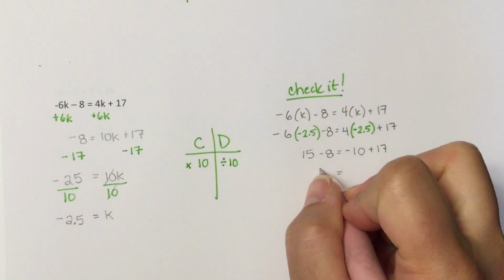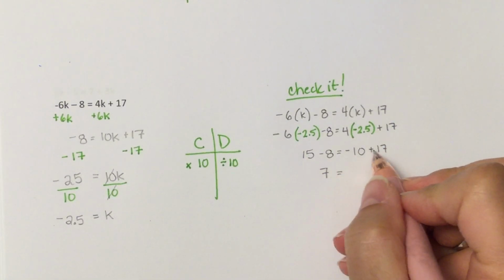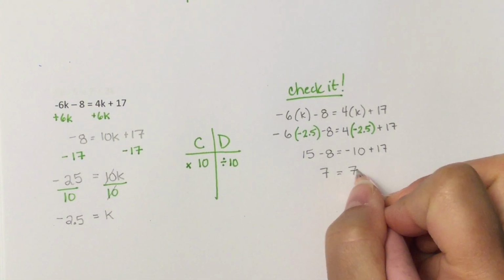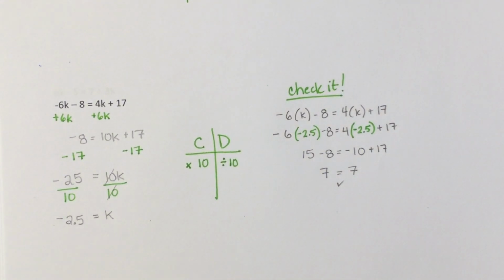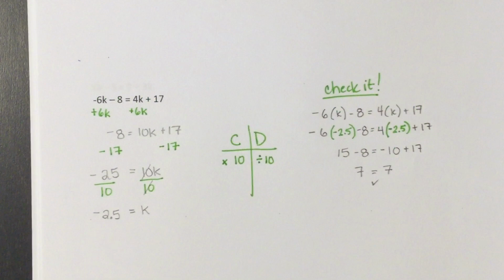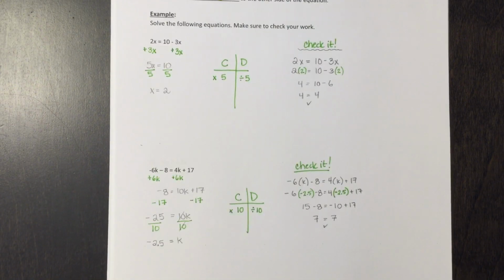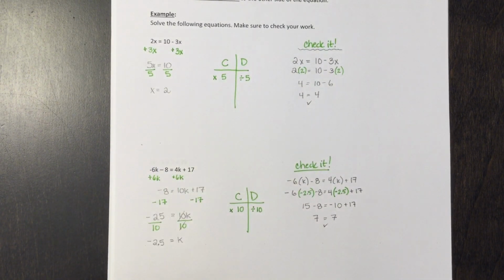15 minus 8 is 7. Minus 10 plus 17 is 7. Awesome. So we know we got it right. Okay, excellent. So that's what happens when you see a variable more than once in an equation. You always have to collect your like terms first and then go and solve.